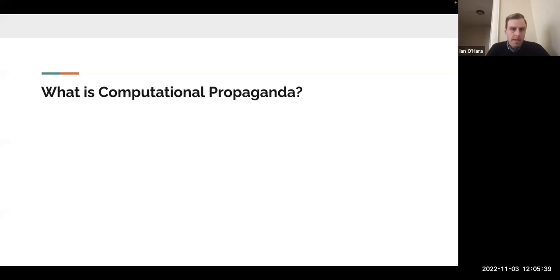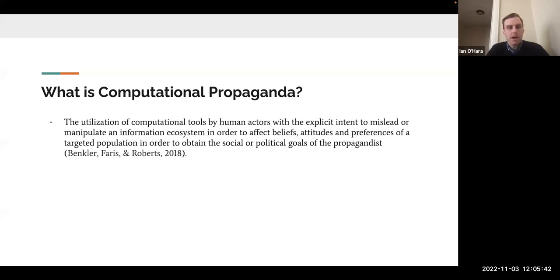So what is computational propaganda? Finkler, Ferris, and Roberts published an entire book called Network Propaganda that's pretty valuable and has a lot of information on this topic. A lot of it focuses on the 2016 election and things that were occurring in the news media and within social media around that time period. But they define computational propaganda as the utilization of computational tools by human actors with the explicit intent to mislead or manipulate an information ecosystem in order to affect beliefs, attitudes, and preferences of a targeted population to obtain the social or political goals of a propagandist.